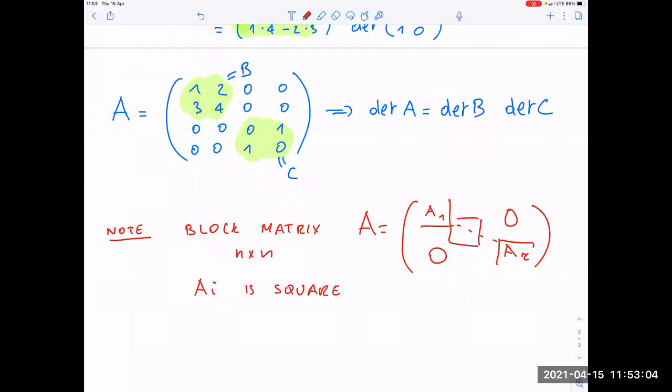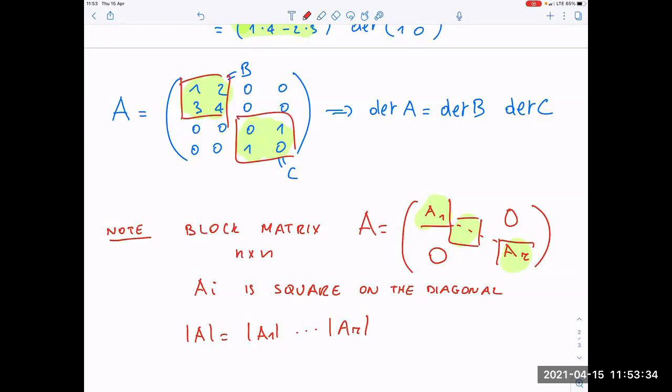And lies on the diagonal. Then the determinant of matrix A is equal to the determinant of A1 times the determinant of AR. So square on the diagonal. So this is a generalization of what we know about diagonal matrices in which the determinant is the product of the diagonal elements, right? So this is just to say that if you want to compute this determinant, you just need to look at the determinant of the smaller matrices because you have the block structure.